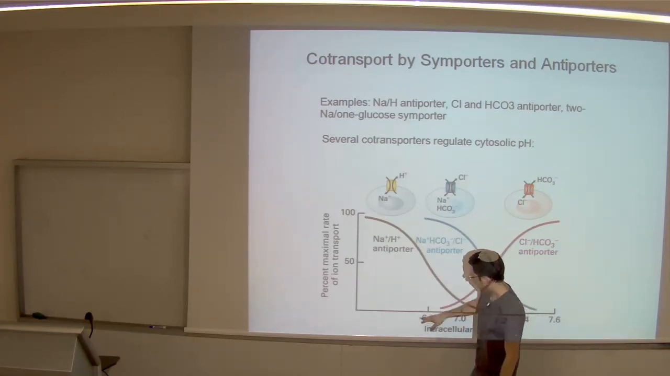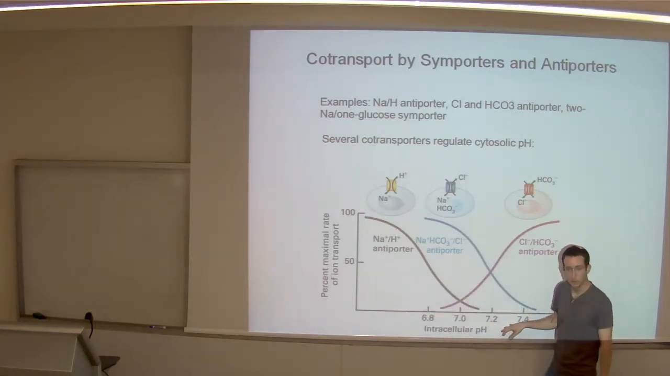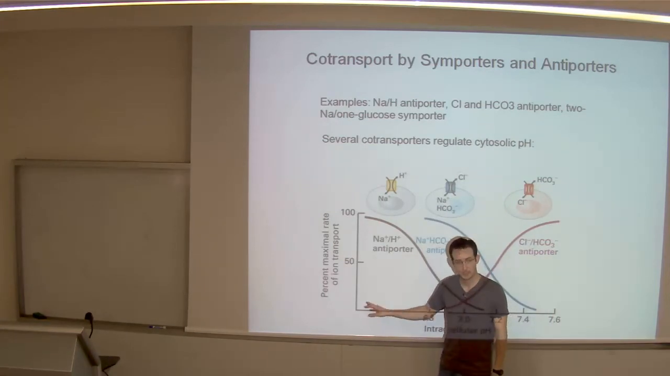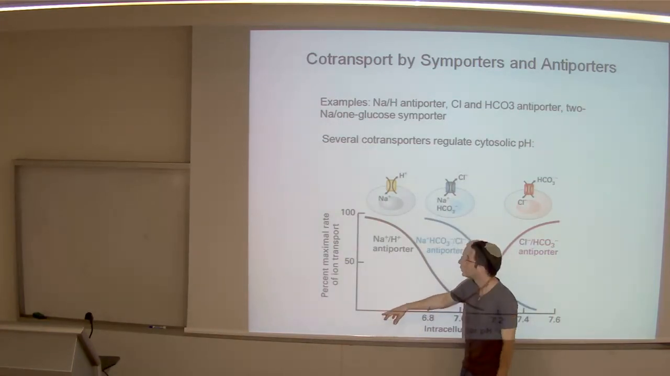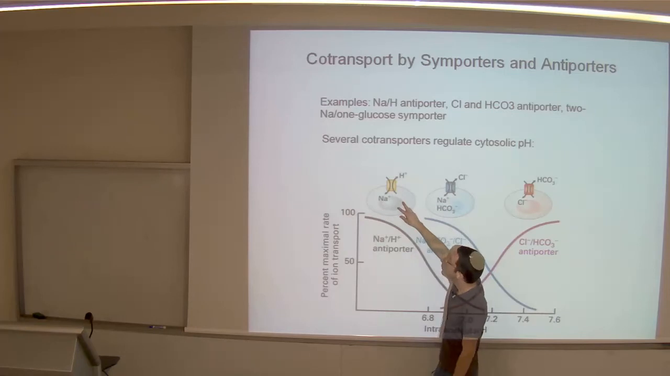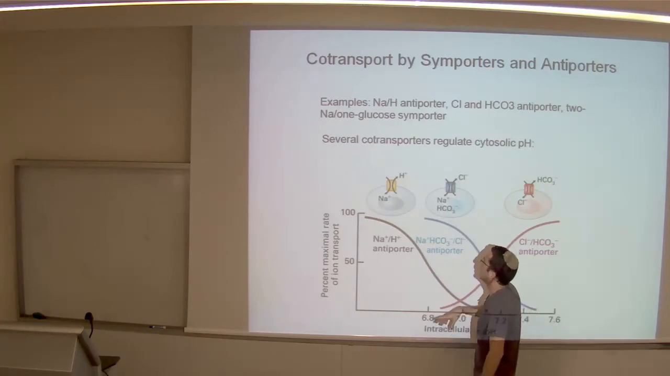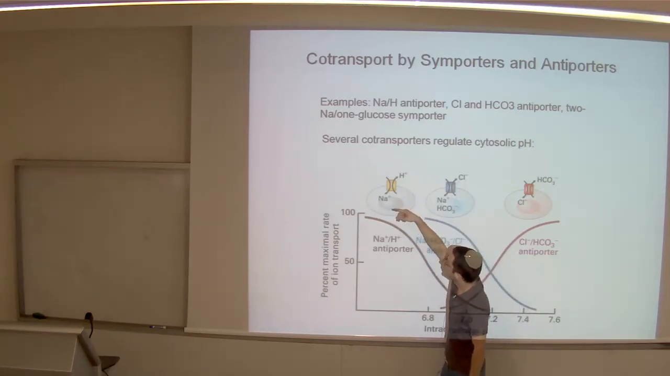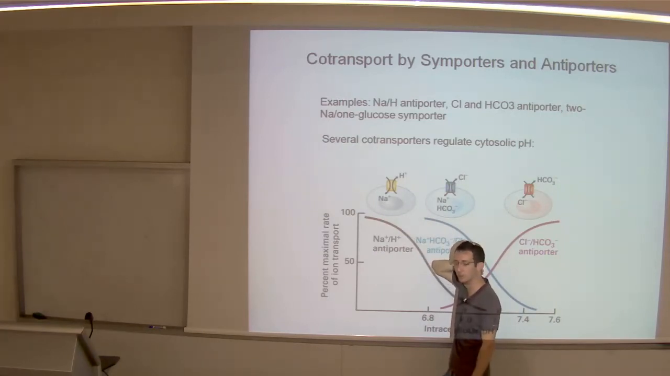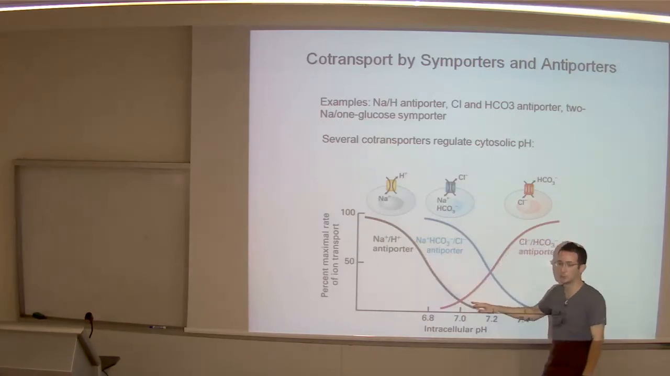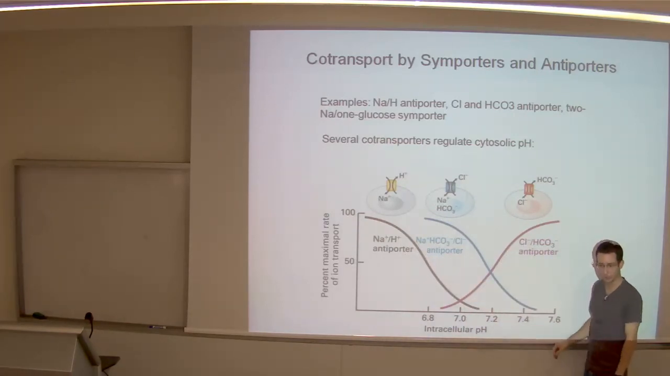So this is the pH scale. If we have lots of protons in the cell, meaning acidic or low pH, then this protein, the sodium proton antiporter, comes into play. It becomes functional, and it uses the energy stored in the downhill movement of sodium to take out a proton, which will push us towards a more basic pH.